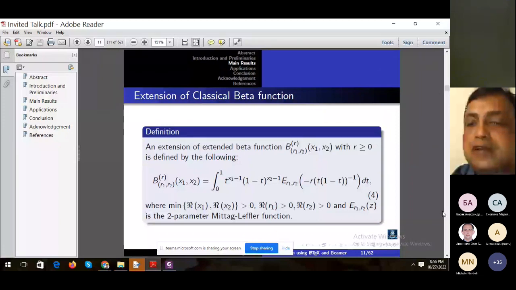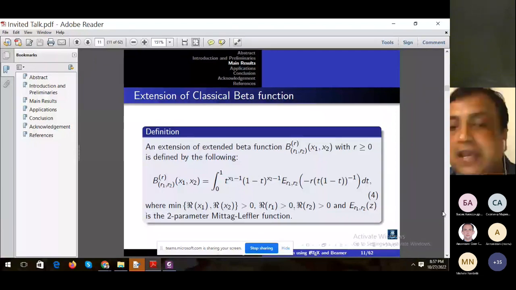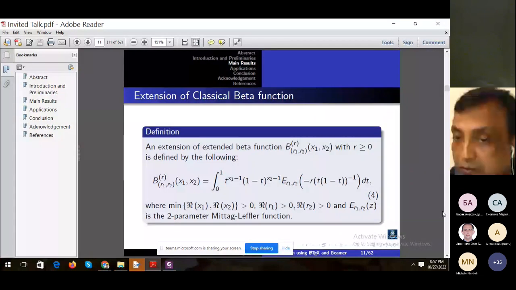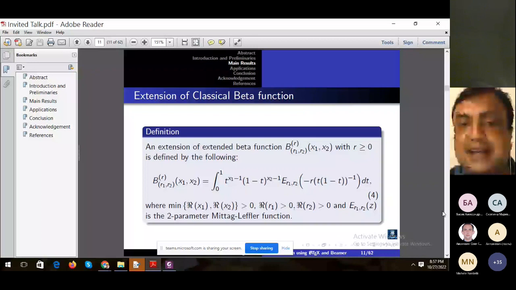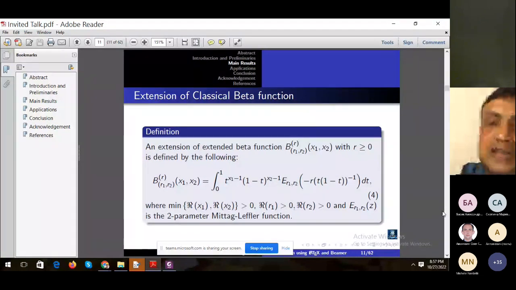So that's why the generalizations of the beta functions proposed by the previous researchers are all special cases of our generalized beta function, which involves the Riemann zeta function, or we may call it the two-parameter Mittag-Leffler function. So my point is that our equation number 4, our generalized beta function, is a generalized one, and when we put specific values of the parameters to manage the convergence condition, all the generalizations of the beta functions become special cases of our generalized beta function.